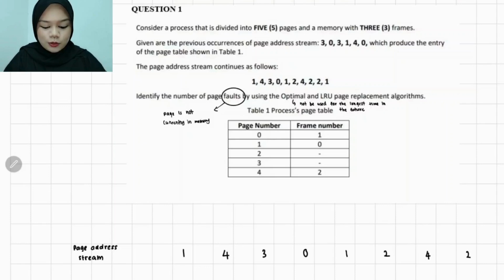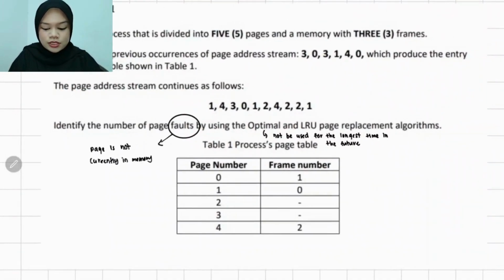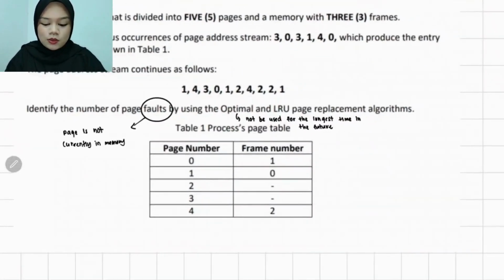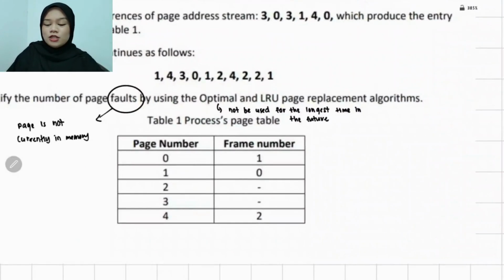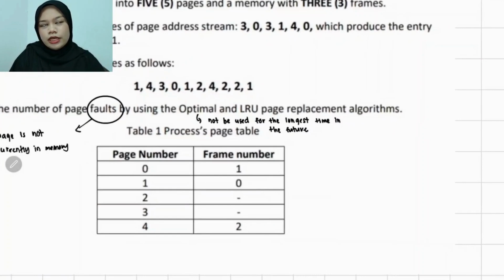For question 1, the question is to identify the number of page faults by using the optimal page replacement algorithm. So what is a fault? A fault occurs when a page is not currently in memory. And what is the optimal page replacement algorithm? Basically, we will replace the page that will not be used for the longest time in the future.